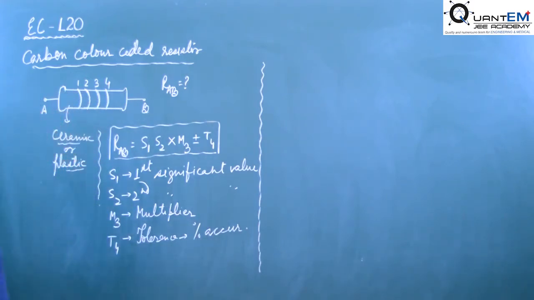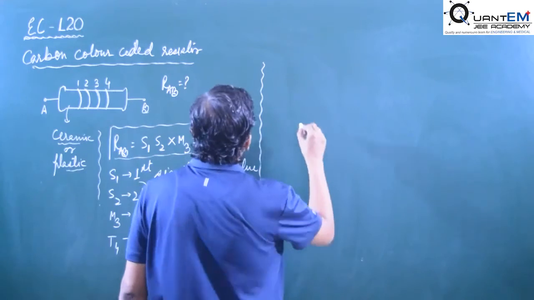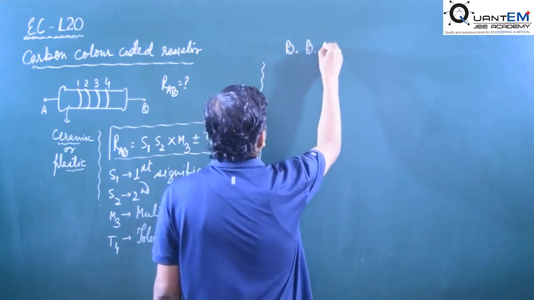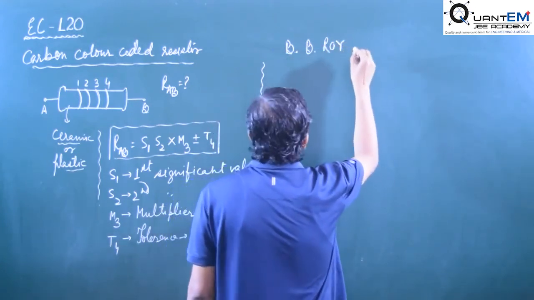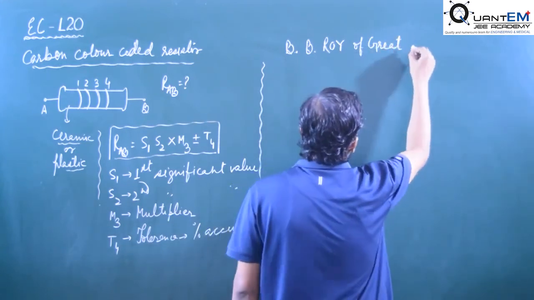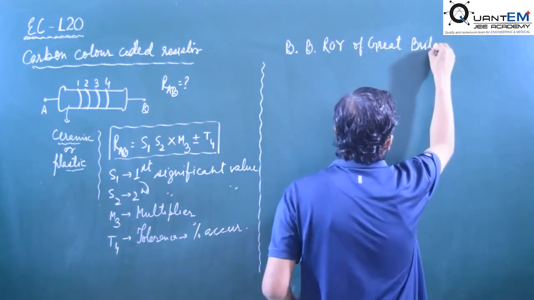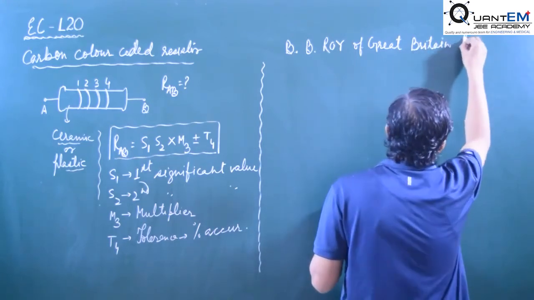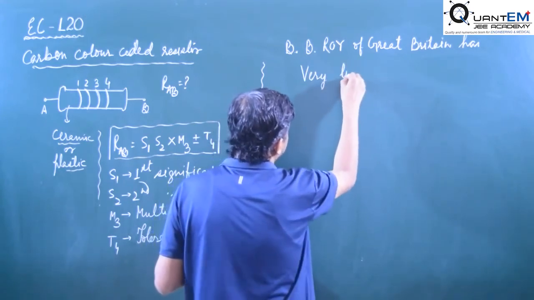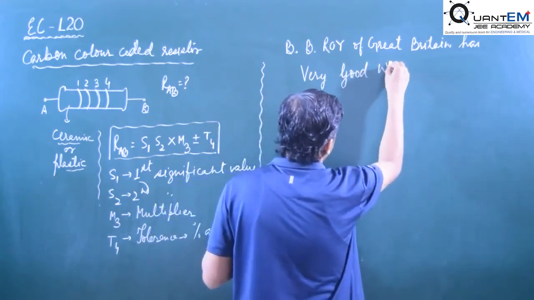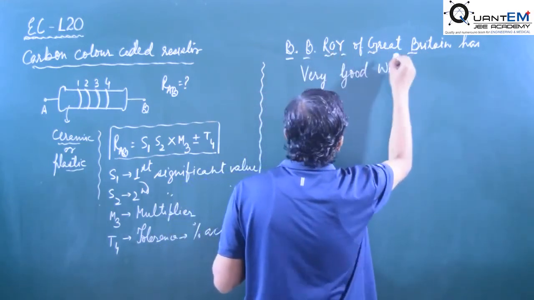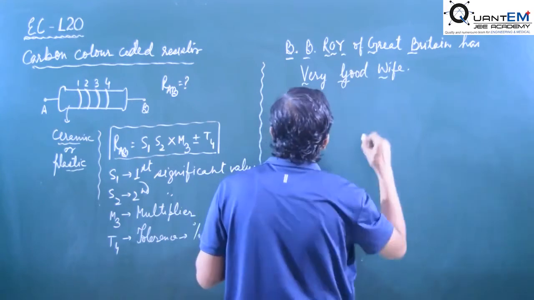Okay, now see, you have to remember one trick here. BB Roy of Great Britain has very good wife. Capitals you have to take only G, B, V, G and V.